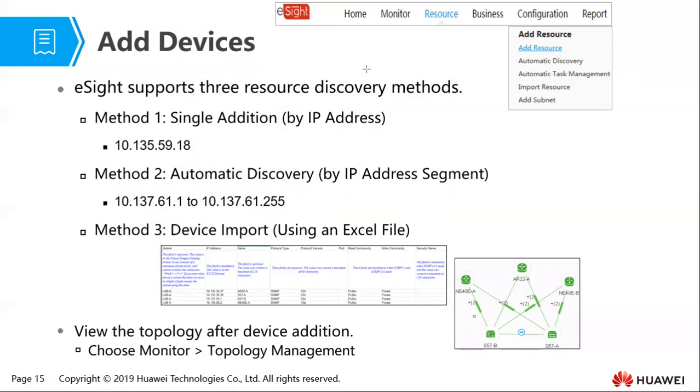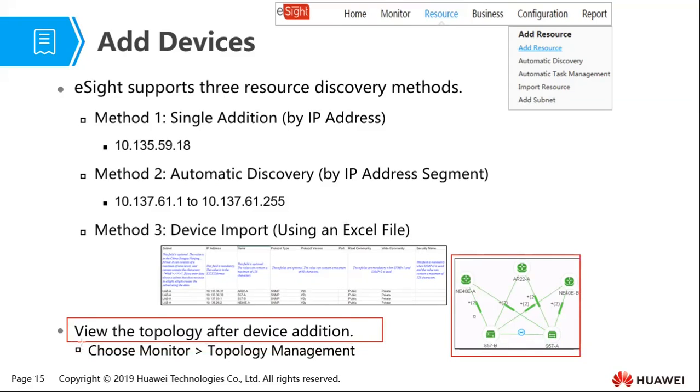So to add resources or devices, on the top menu, we have the resources. We have the resources top menu there. Then you come to add resource. So after you've added devices, you can be able to actually see how they are interconnected. So you can go to view topology. So you go to choose monitor and then topology management. So you can actually see how your devices are interconnected on your network.